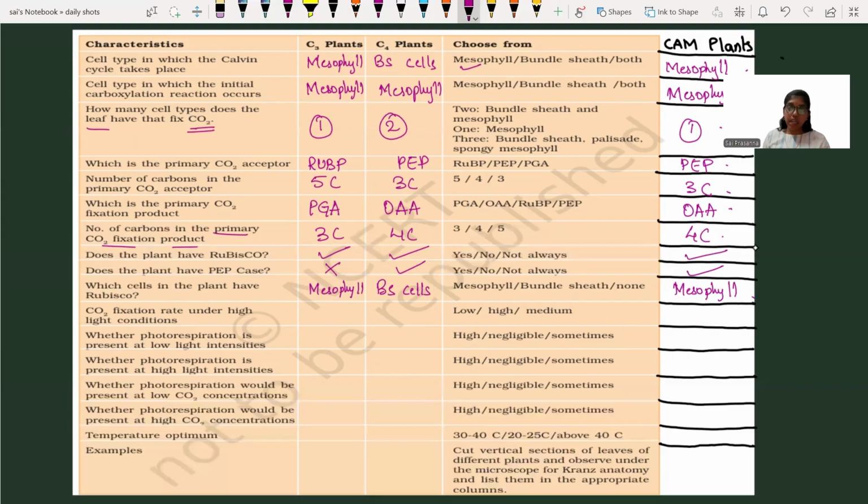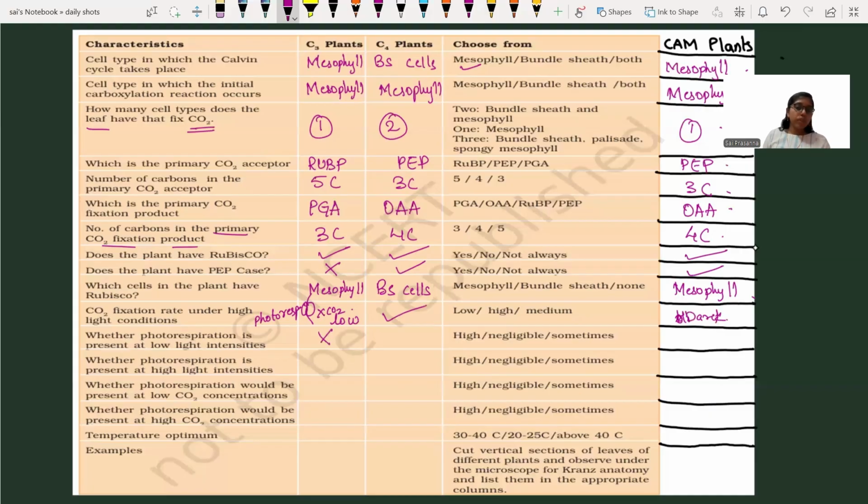Carbon dioxide fixation rate under high light conditions. Under high light conditions, stomata is closed and there is no carbon dioxide. So it is low. Carbon dioxide fixation is low in C3 plants as photorespiration is taking place. Whereas here it will be high. Here also it will be high. And this CAM cycle is least bothered about light conditions because fixation happens during dark conditions, right? Fixation happens during dark conditions.